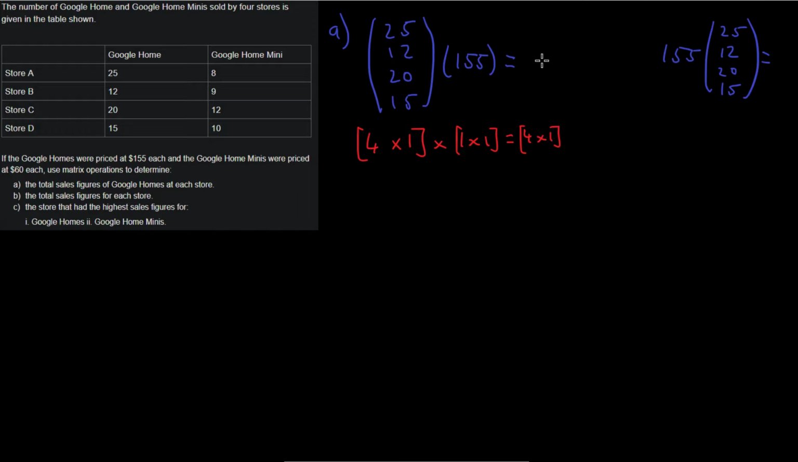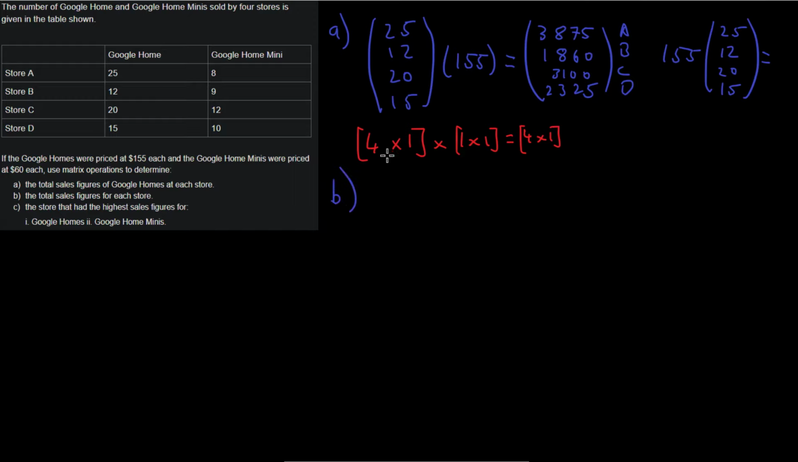So if we work that out, 25 times 155 will be 3875. 12 times 155, that's 1860. 20 times 155 is 3100. And 15 times 155, 2325. And if you did the scalar, it would give you the exact same answer. So A, the total sales figures for each of Google Homes at each store, we've got it here. This is for store A, B, C, and D. B, we've got the total sales figures for each store.